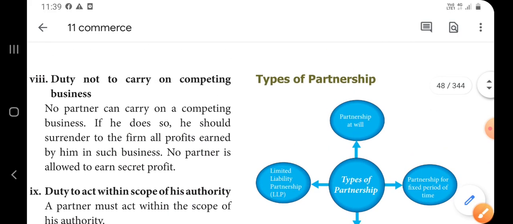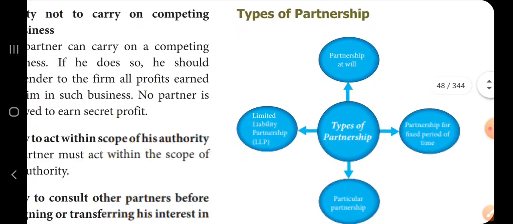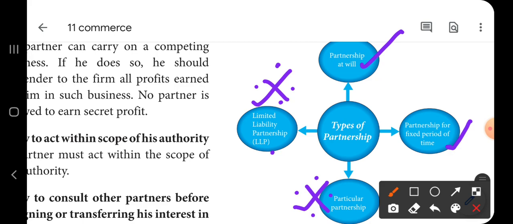Okay, now we'll see what are the different types of partnership. You have 4 types of partnership. First one is partnership at will. Then you have partnership for a fixed period of time, particular partnership and limited liability partnership. Now these two are very important. Limited liability partnership for 3 marks, and what is particular partnership and what is partnership at will, they may also ask as a 2 mark question. Okay, so these two are very important.